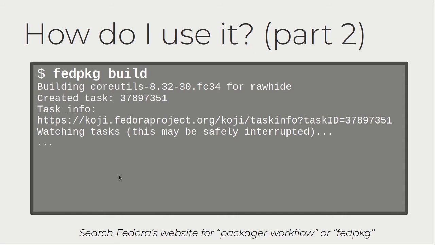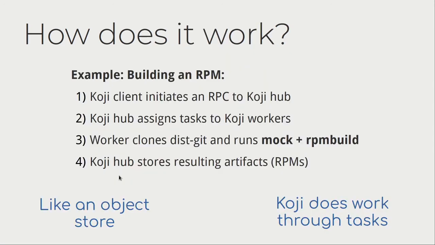Well, how does that work? Let's break down what happens there in more detail. My Koji client contacts the hub and says, "Please do a build." And at that point, the hub tracks that work with a task ID number. The Koji hub assigns that work to one of the workers out of a pool of build servers. That worker clones dist-git and runs mock and rpmbuild. Lastly, the Koji hub stores resulting artifacts. In our example, it's RPMs. Again, this could be other things like QEMU images or container images or whatever.